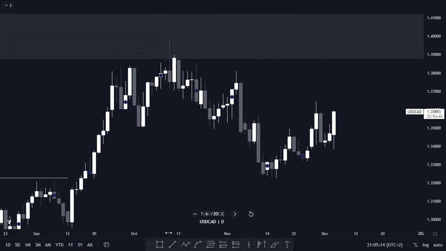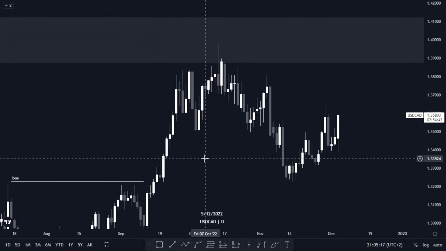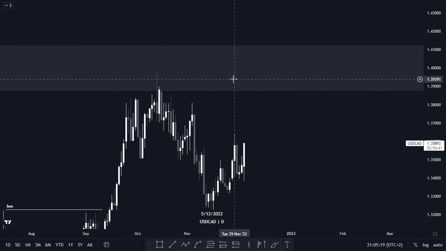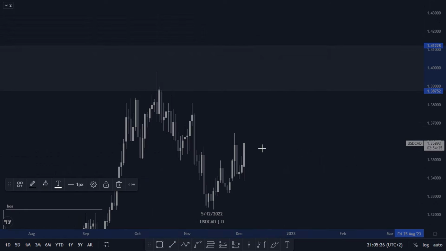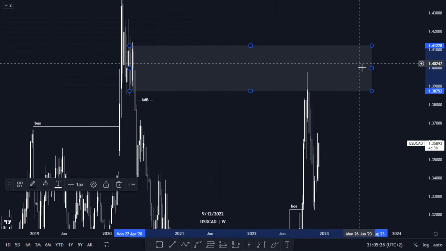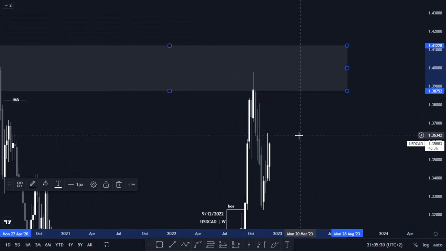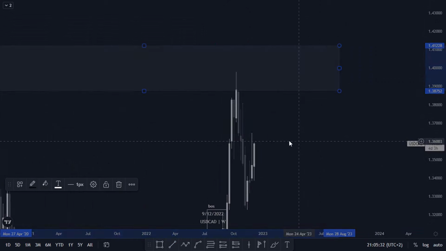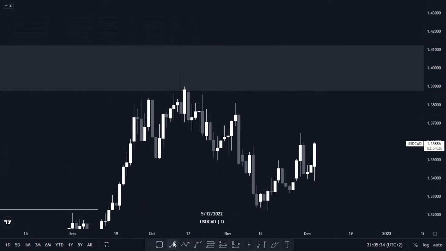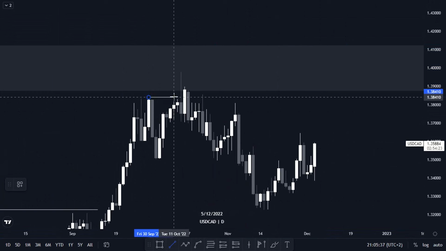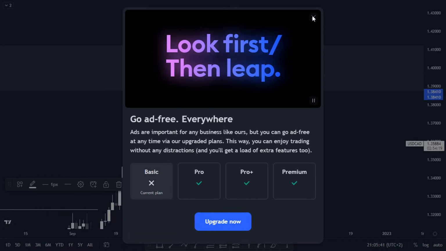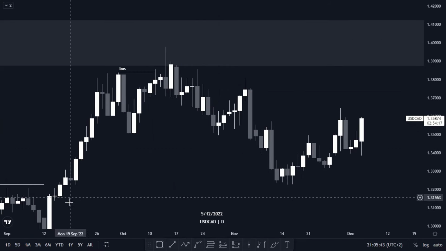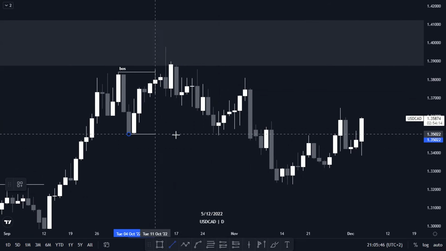Okay, so we can see here, by the way, this is our weekly order block here. Let me just move to the weekly chart and show you. This is our weekly order block here. Price has tapped into it, and then moving to the daily chart, we can see here we have a beautiful break of structure, a beautiful break of structure, and a change of character here.